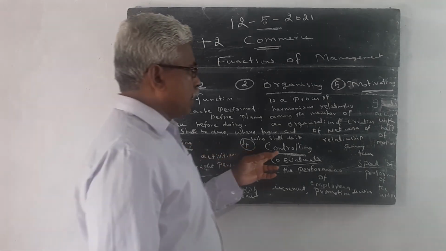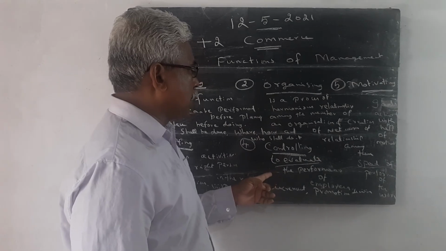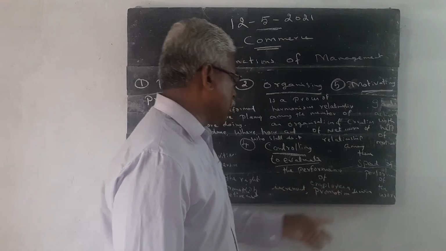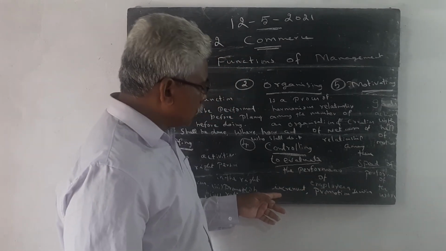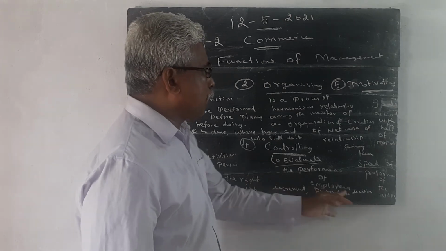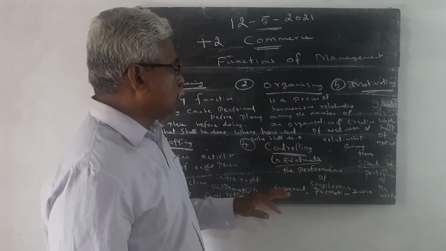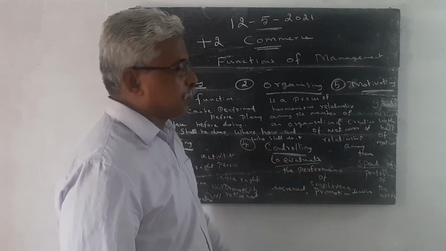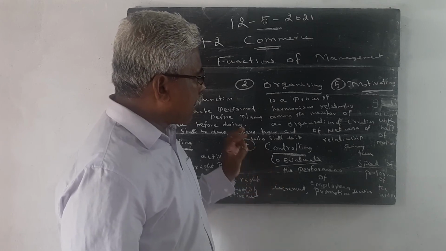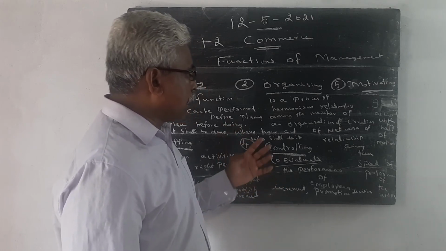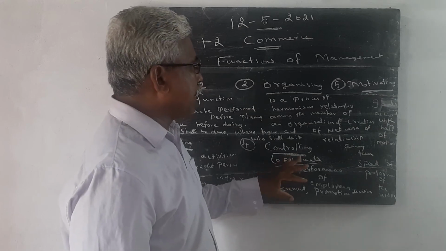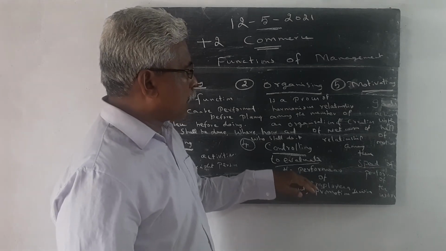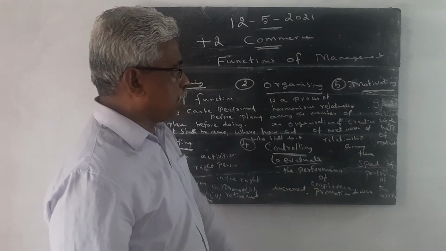Then controlling. Controlling is another important function of management. Controlling means to evaluate the performance of the employees, to decide the increment and promotion. Promotion and increment decisions can be undertaken by evaluating the performance of the workers. If we evaluate the underperformers, proper training is given by the management to the newly appointed staff or those who are not properly maintaining the work.